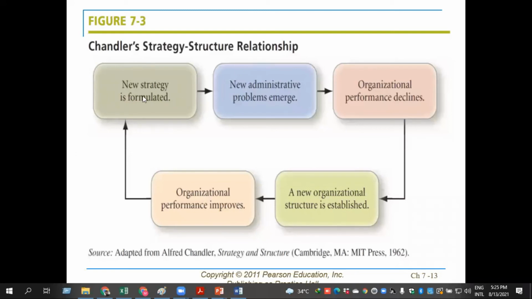So this is actually Chandler's strategy-structure relationship. If you go for a new strategy, once it is formulated, new administrative problems emerge, and those emerging problems cause organizational performance to decline. When the organizational performance declines, a new organizational structure is established, because the current structure is not meeting the new strategy. That leads to organizational performance improving, and when organizational performance improves, we go for the next new strategy. So that's how we go through this spiral, and that's how the organization develops.